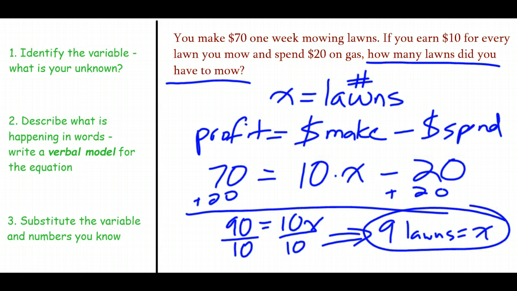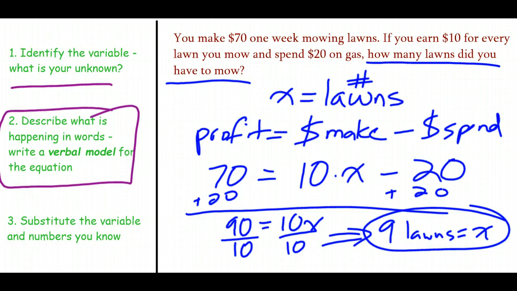So 3 steps: identify what it is that is your unknown, describe what's happening, not in terms of solving it, but in terms of what's actually going on. How do you make the $70 you want? How do you finish the trip of 924 miles? And finally, substitute the variable and the numbers you know and solve the equation.